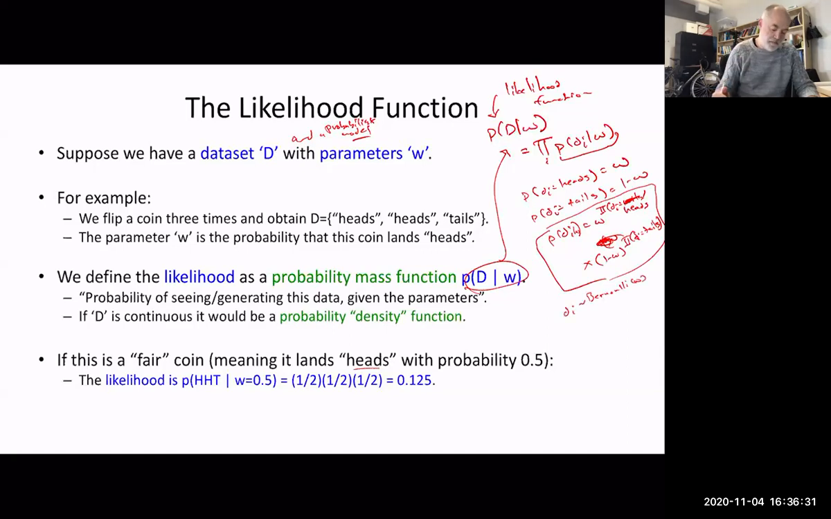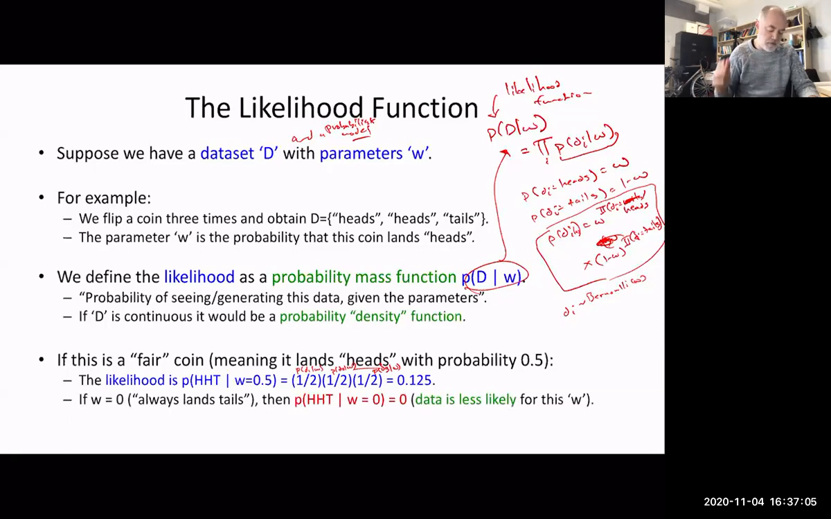And the total data likelihood in a coin flipping situation is just the product of all of the probabilities of the data given the model parameter. So this is P of flip 1, D1 given W. This is P of D2 given W. This is P of D3 given W, and so on. Just take the product of all of them. And if it's fair, then the probability of heads, heads, tails is just half times half times half, and that's equal to 0.125.